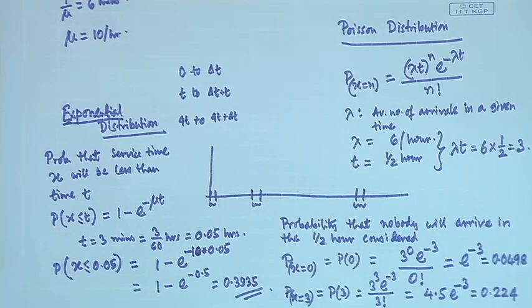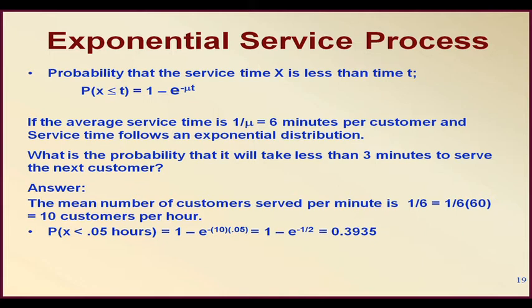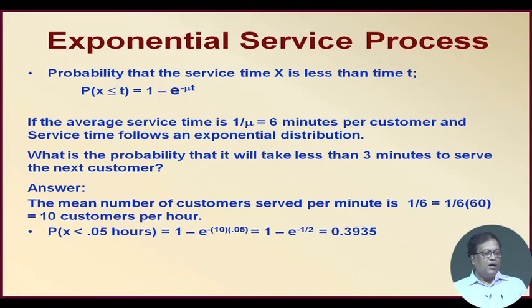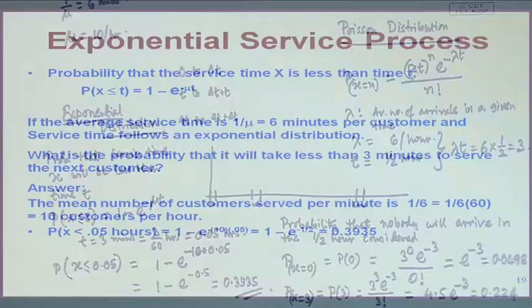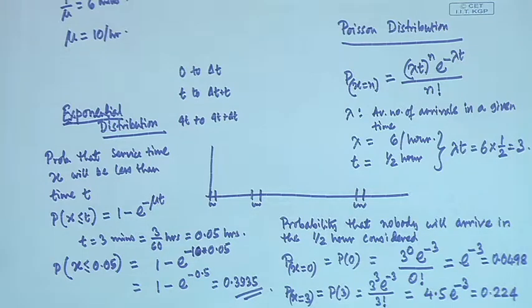Once again let us look at the slide. So, if the average service time is 6 minutes per customer, then mu will be 10 per hour, that is the average service per hour, right. The average number of customers serviced per hour, that is called mu, which will be equal to 10 customers per hour. So, the probability of the service time less than 3 minutes, or probability of x less than 0.05 hours, will be given by 1 minus e to the power minus 10 into 0.05, which is 1 minus e to the power minus half, which comes out to be 0.3935. All right.